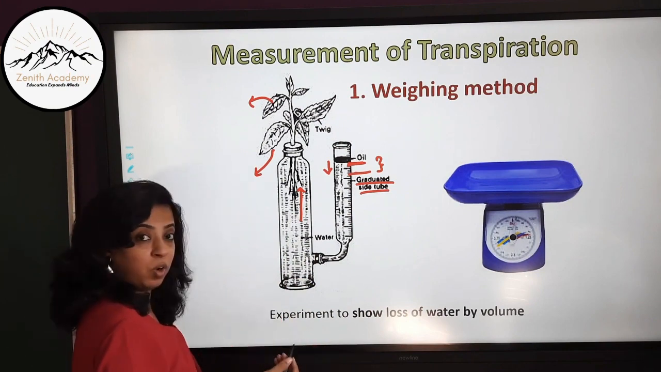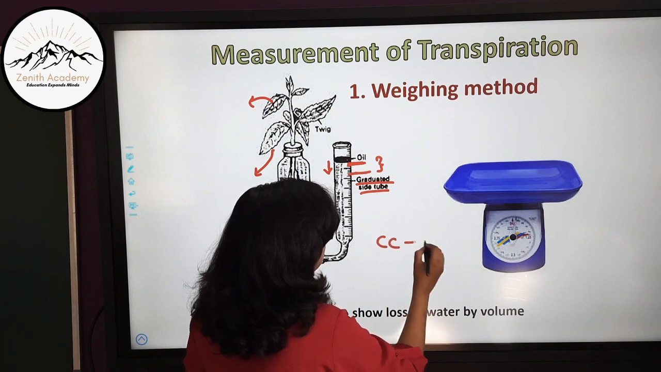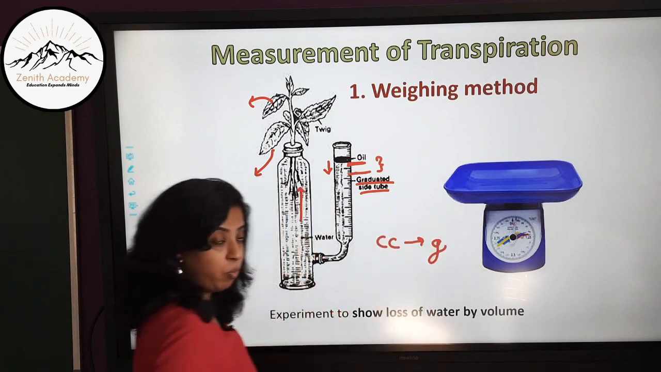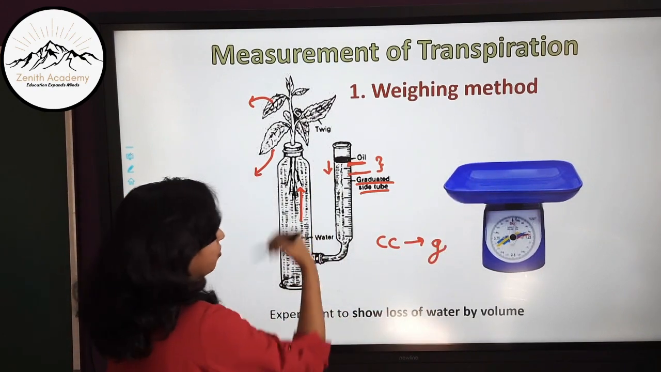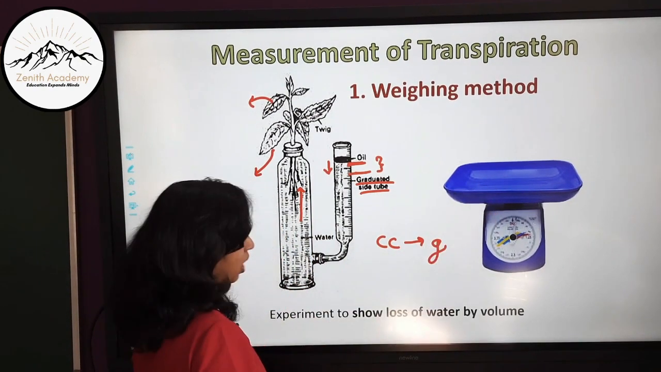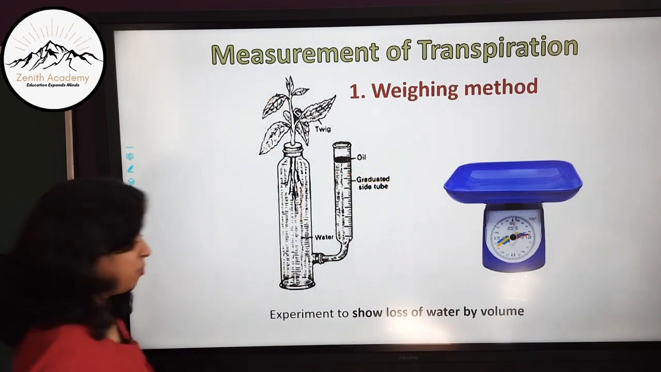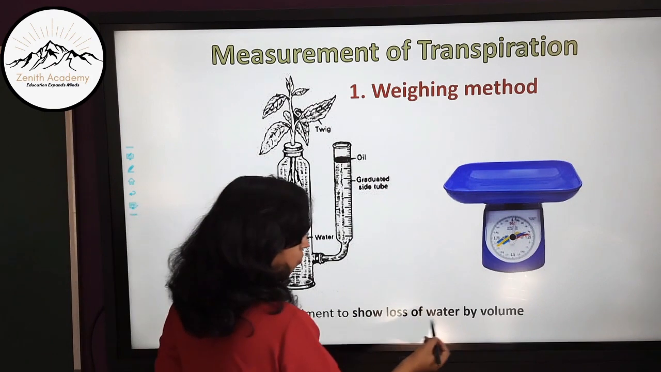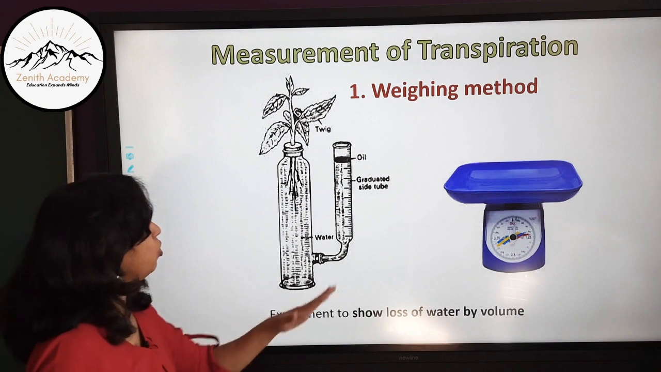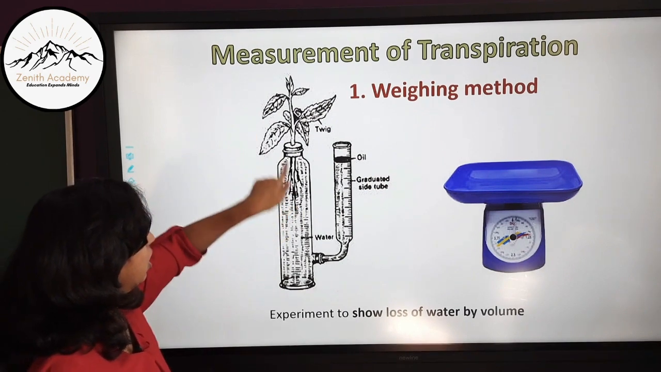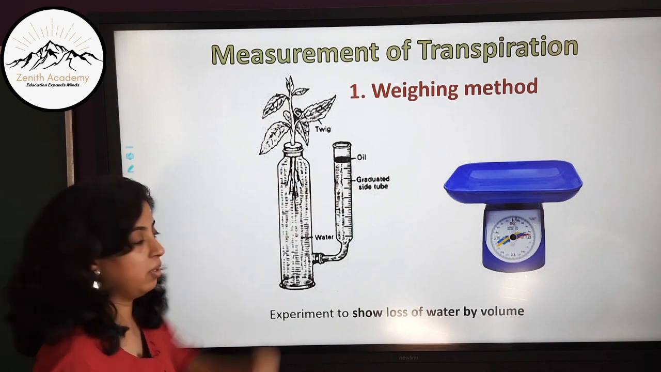Also you can convert it to weight in grams. Just convert cc to grams. Or what else can you do? You can take this arrangement, weigh it initially. After some time you can again weigh it and note down the loss in weight. In the exam, if you are asked the experiment to show loss of water by volume, you will draw this one. So remember, there are roots, a twig with the leaves, there is a cork here and there is a layer of oil.